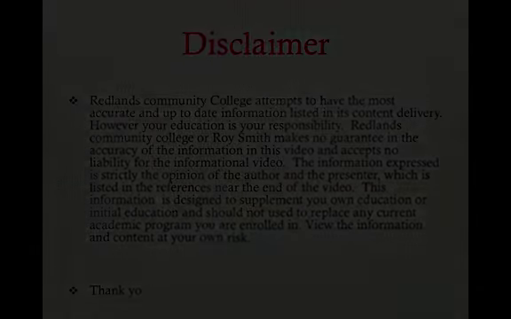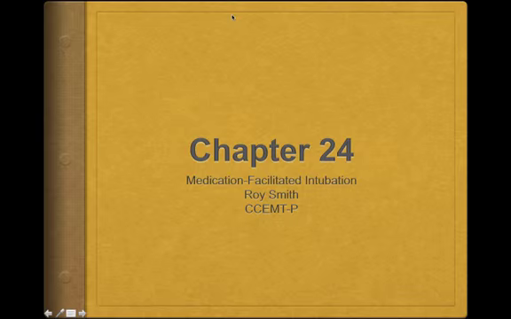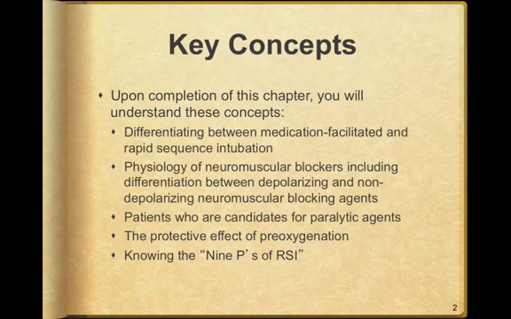This is going to be Chapter 24, Medication-Facilitated Intubation. Key concepts. After completing this chapter, you will understand differentiating between medication-facilitated and rapid sequence intubation, physiology of neuromuscular blocking agents, including the differentiation between a depolarizing and a non-depolarizing neuromuscular blocking agent, patients who are candidates for paralytic agents, the protective effect of preoxygenation, and knowing the 9 Ps of RSI.